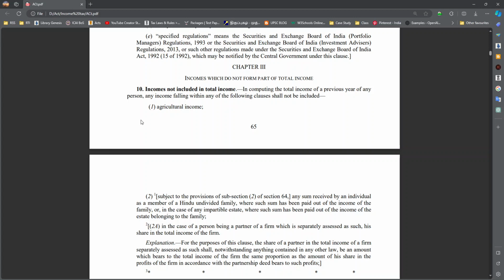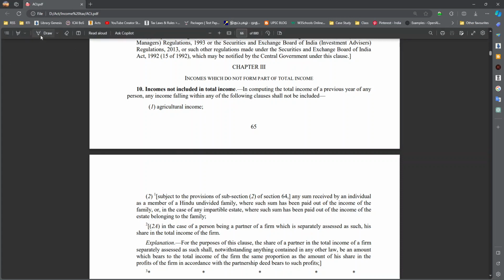We're going to start a new section, that is section 10 of the Income Tax Act: income which does not form part of total income. It is the largest section. It goes on for more than 1 or 2 hours, but please bear with it.